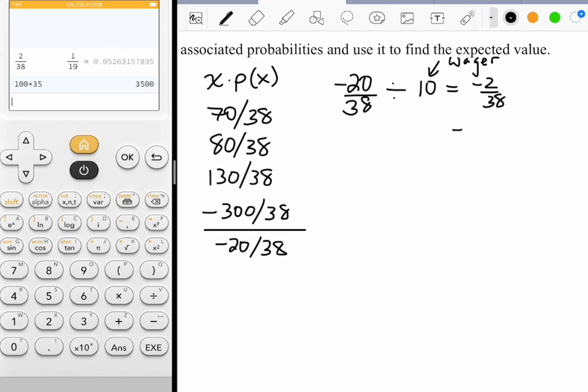So negative 0.05 per $1 wager. All right. It was negative 20 over 38 per $10 wager. So negative 50 cents per $10, negative 5 cents per $1. All right. This tells me that all my numbers are correct.